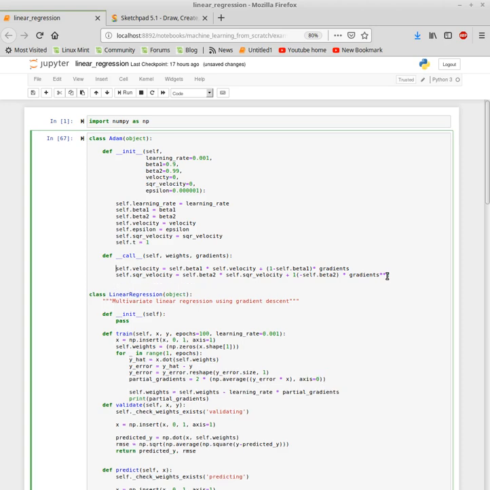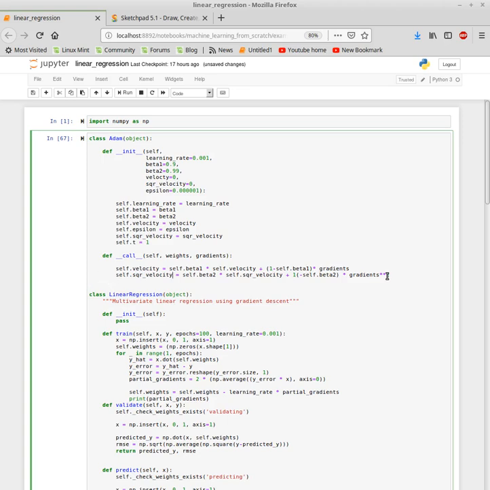So this is the velocity, and this is square velocity. Velocity is used in momentum, right? We use beta 1, which is 0.9, times the past velocity. Self.velocity is the velocity from the last iteration, and then 1 minus self.beta 1, which is 0.1, times this gradient. So 10% of our velocity is from this gradient, and 90% is from the last gradient. So it's like a running average, a weighted decay average.